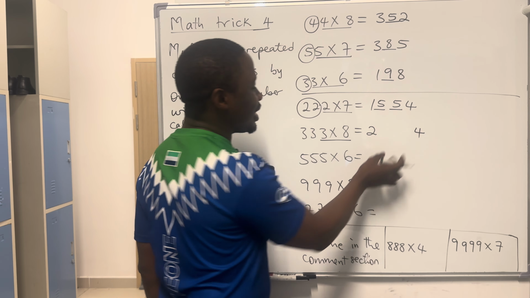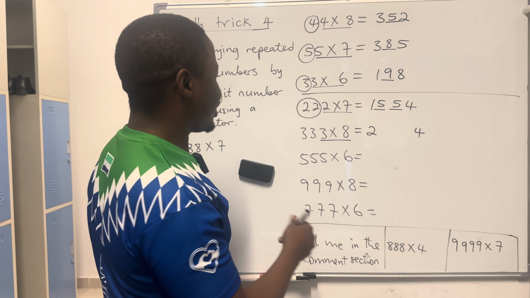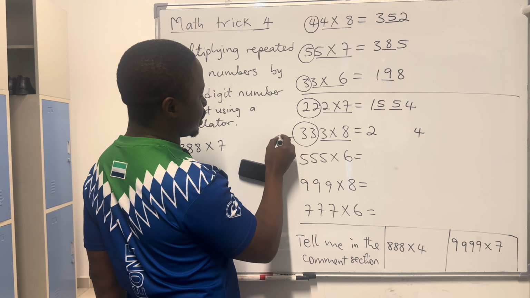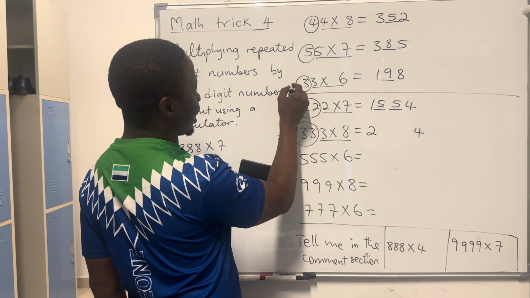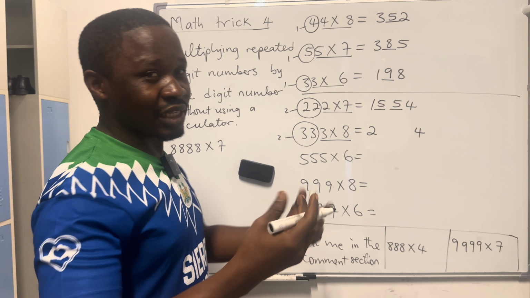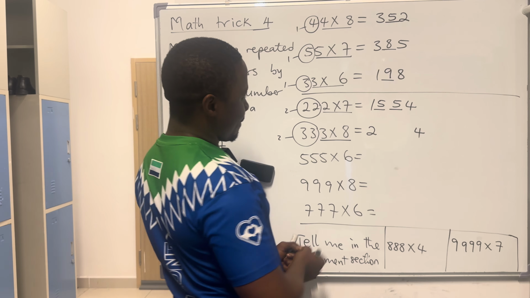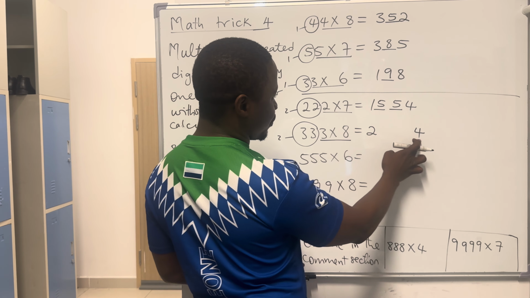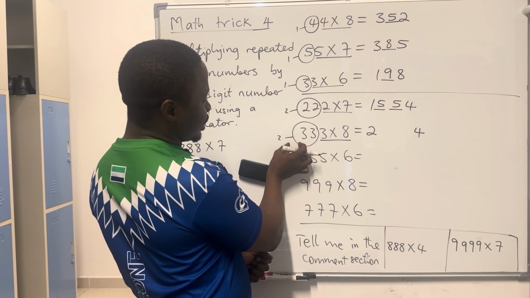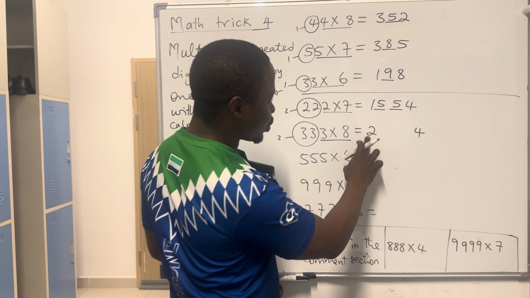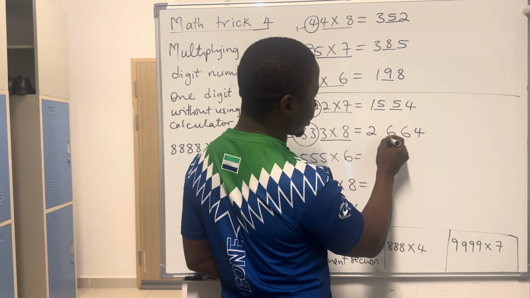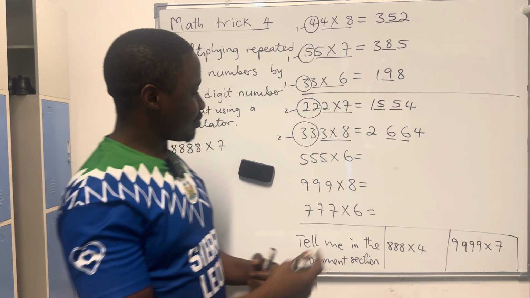3 times 8 is 24. How many digits are we inserting between? So 1, 2, 2 digits. Here again 2 digits, here is 1 digit, here is 1 digit. It's easy. So 3 times 8 is 24. How many digits are we inserting between them? 2 digits. So which are the digits? 2 plus 4 is 6. 6, 6.